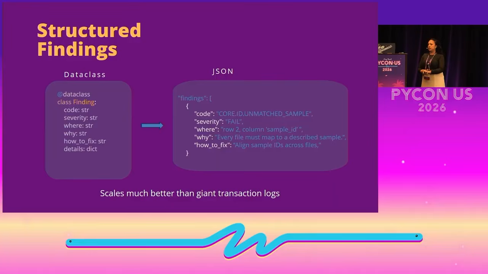So we have, again, that you can write out more words and explanations for people who are looking for them. In this example, we have an unmatched ID in the sample. Severity is a fail, and where and why, and how to fix it. And all of that is configurable. The structure could be updated based on whichever group is writing the rules.